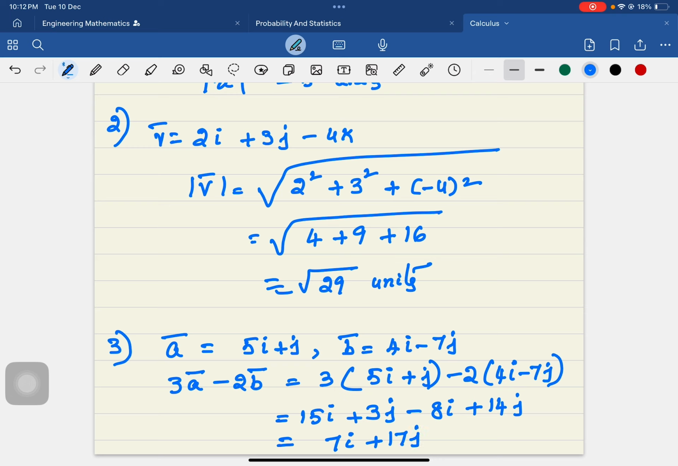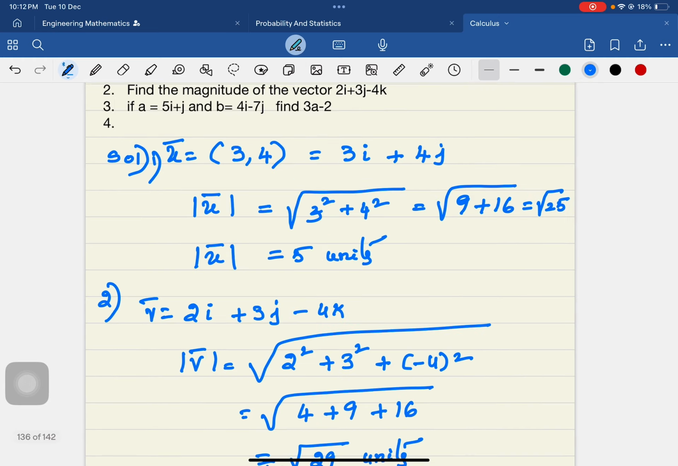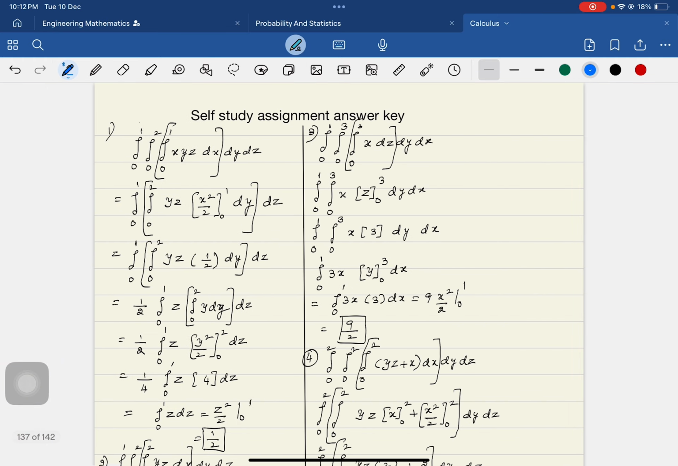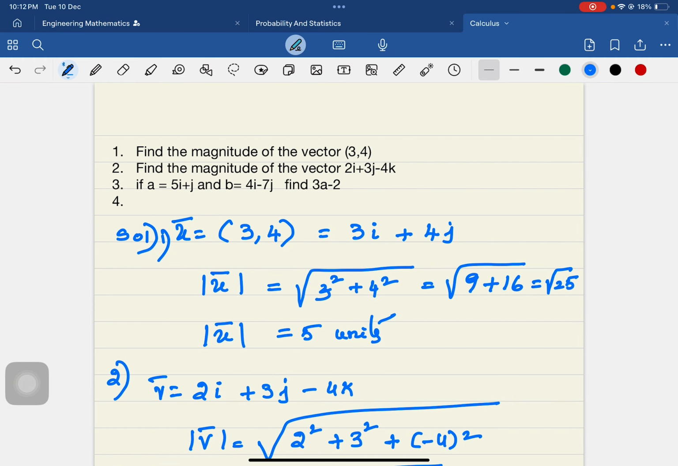This is the way to find the sum of two vectors, and how to find the magnitude of vectors. All this we have done in these problems. Let us now start the next topic.